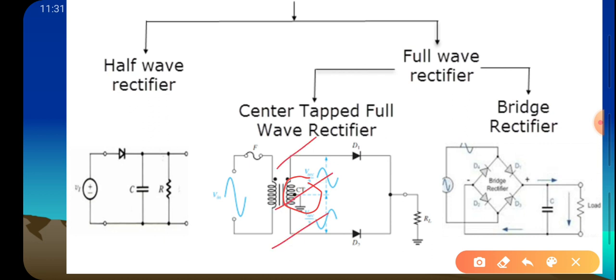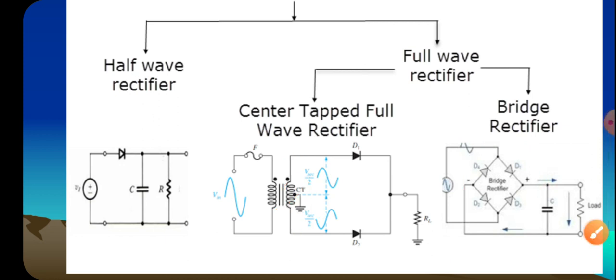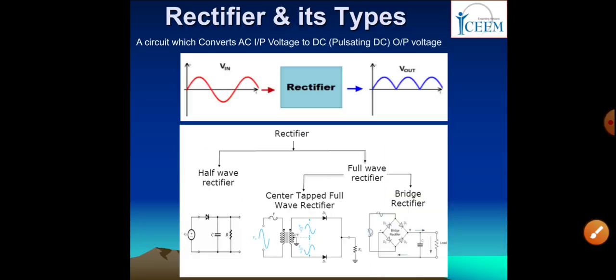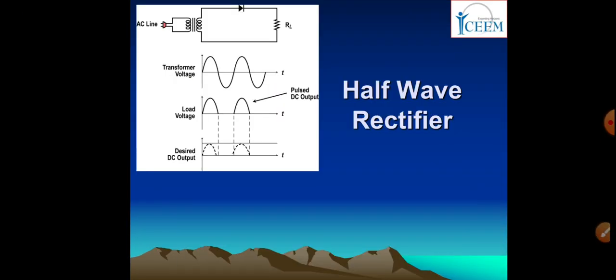In the third diagram you can see there are four diodes forming a bridge-like structure. So that's why it is called a bridge rectifier. That circuit is called a bridge rectifier. So let us see in detail the types of rectifiers.